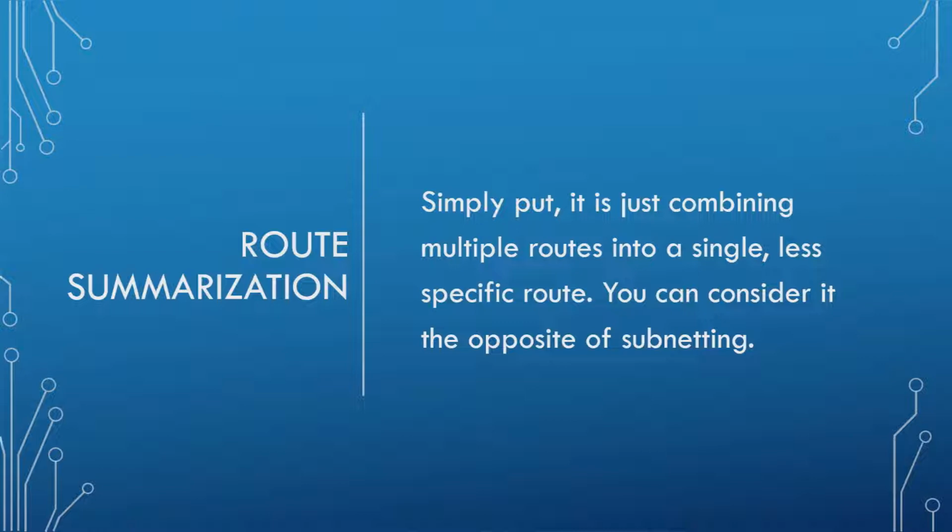To begin with, let's just cover off on what route summarization is. It's simply combining multiple routes into a single, less specific route. You can consider it basically the opposite of subnetting in that sense. You'll have multiple different routes, and you summarize them into one route with a less specific subnet.